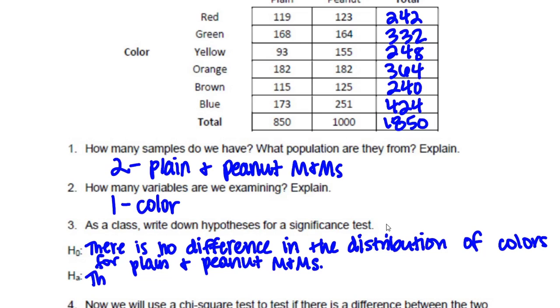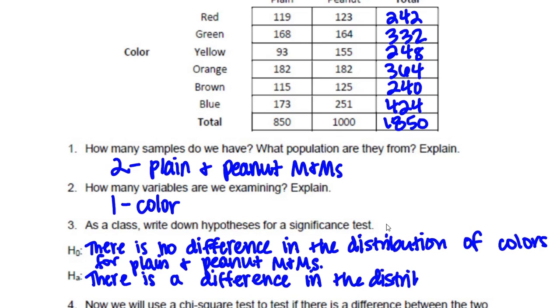But our alternative is just going to be the opposite of that. There is a difference in the distribution of colors for plain and peanut M&Ms.